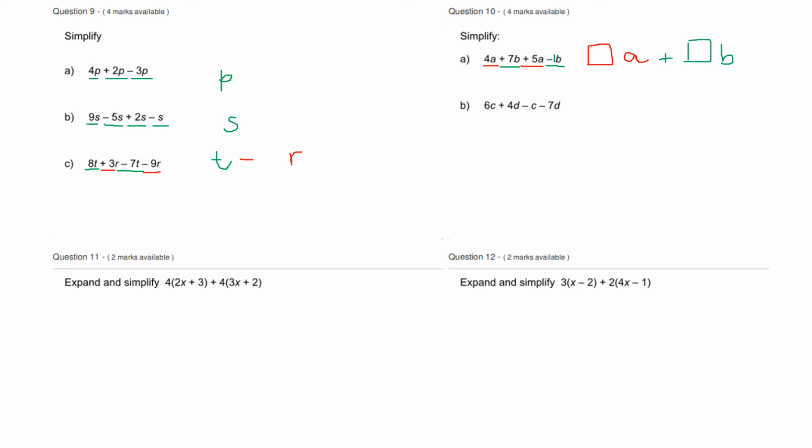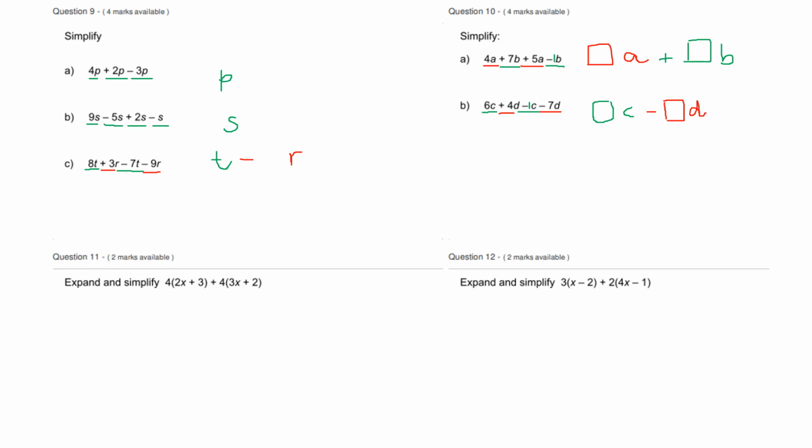Same for question B, we've got 6c and we're taking away 1c. So write down how many c's you've got. And then for the d's, we're adding 4 d's, but we're taking off 7. So 4 take away 7 takes us into negative numbers. So we've got negative something d.